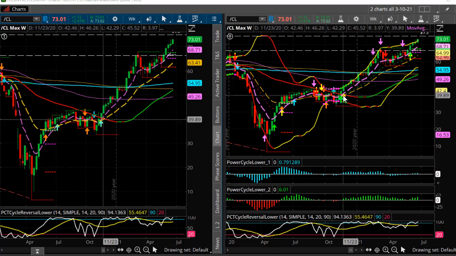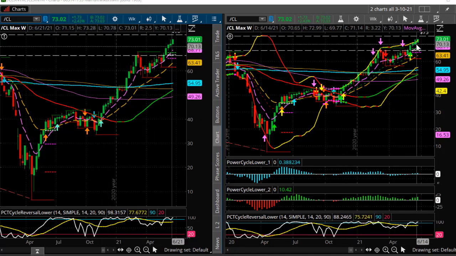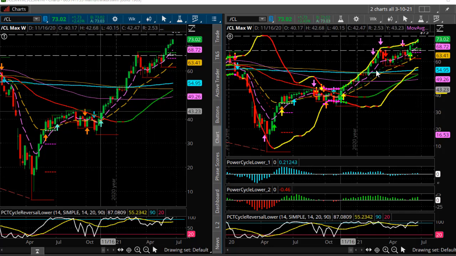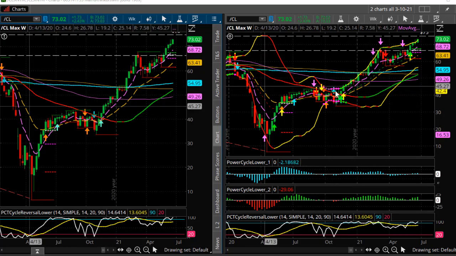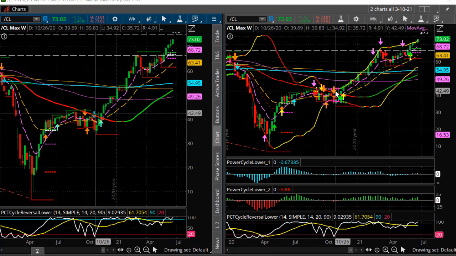So this gave us an entry. If you had taken this crude oil right here, this would be on November 2020, and then it's just had that beautiful straight trend up. So that's another combination of things that I use to smooth out this kind of chop. But the 5-13 cross is excellent for giving you that indication of trend shift.